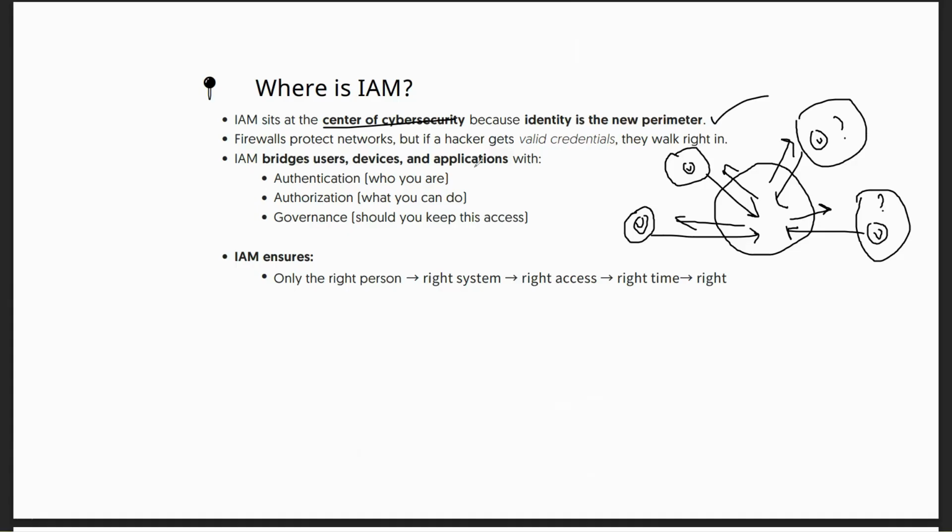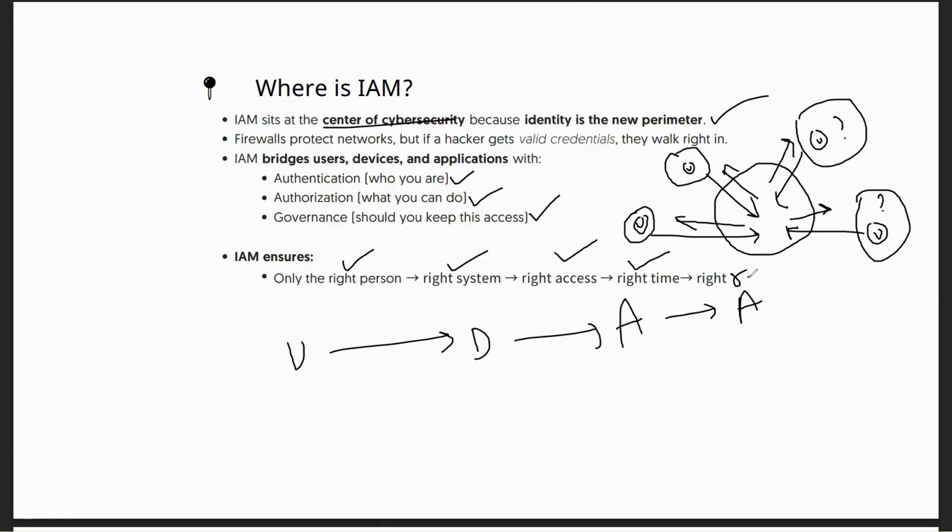IAM bridges users, devices, and applications by asking a few basic questions. Authentication: who you say you are. Authorization: what can you do with the access? And governance: should you keep this access or not? So these are the three ways in which IAM is trying to bridge gaps between a user, the device they are trying to use, and the application they are trying to log into with their level of access. Eventually, the sole goal of IAM is to ensure the right person logs into the right system with the right level of access, for the right time and for the right reasons. This is IAM in a nutshell.